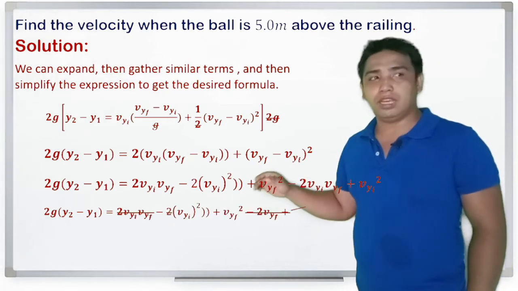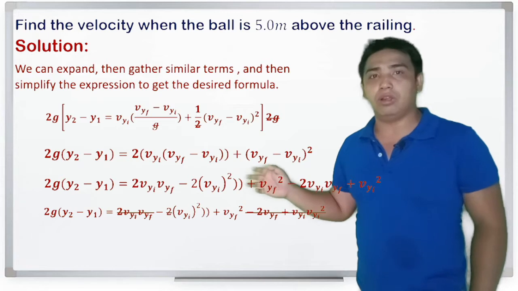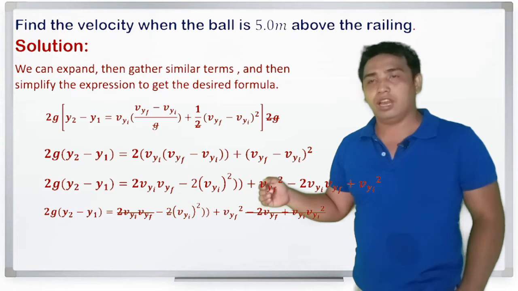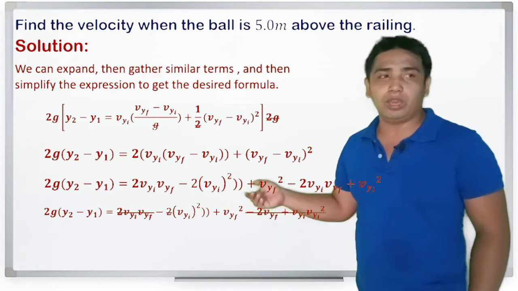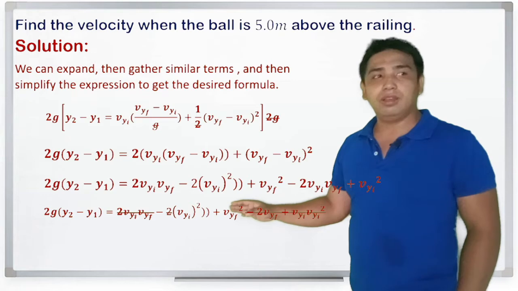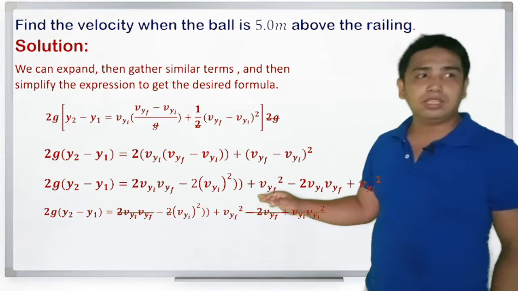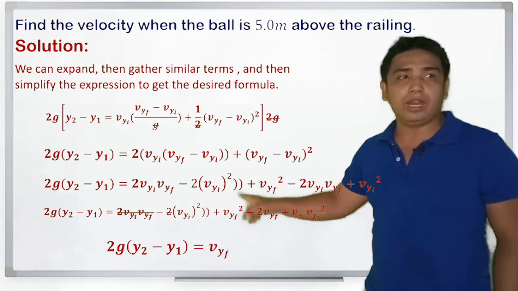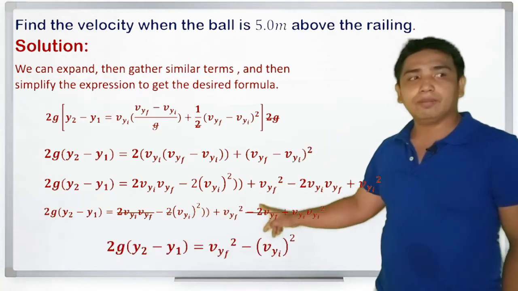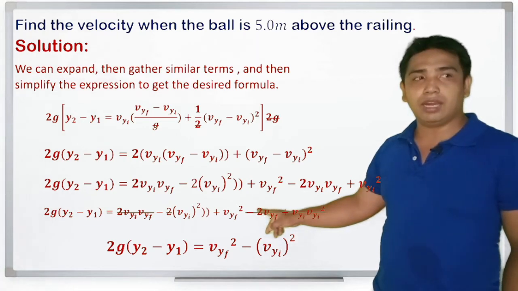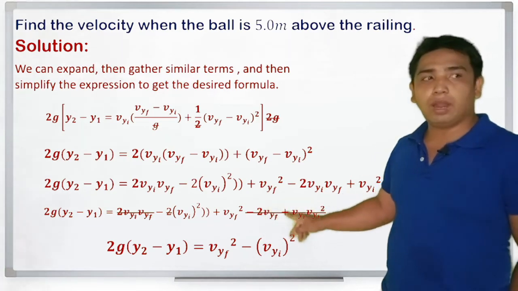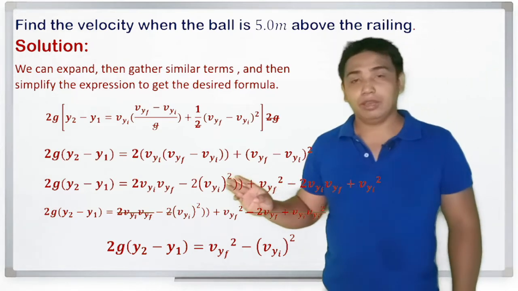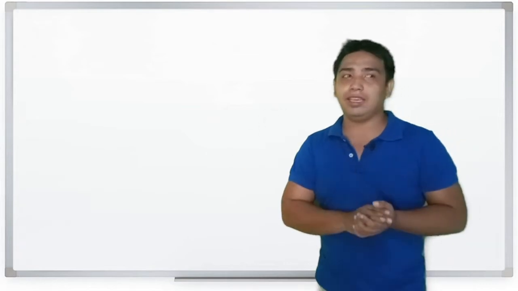Here you will see that there are similar terms, meaning they have a common power and common variable, but they have unlike signs. So we have to deal with them and cancel them out whenever possible, and we will see that the resulting equation will be 2g times y sub 2 minus y sub 1 is equivalent to vyf, the final velocity in the y-axis, squared minus vyi squared. So we have the formula for vf finally.